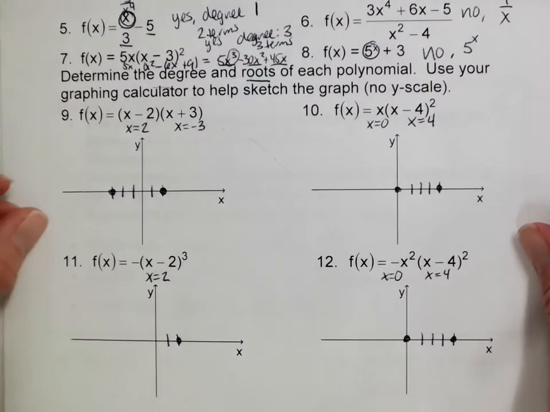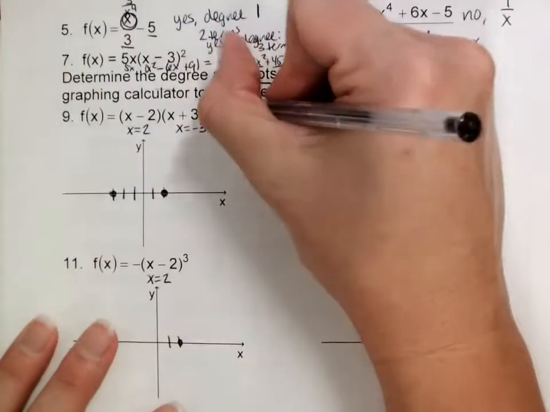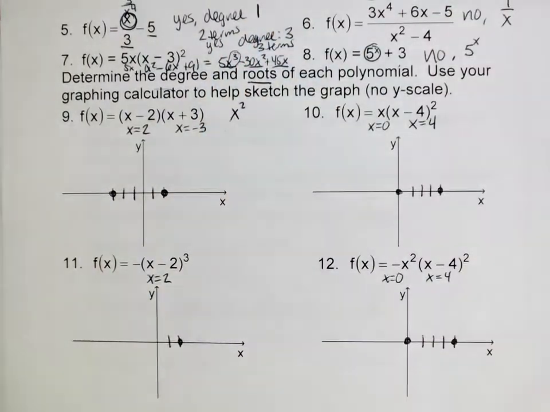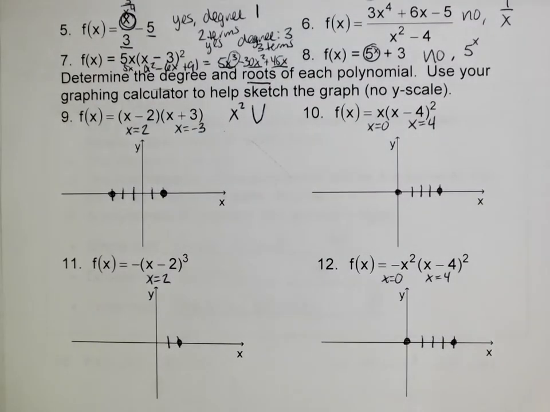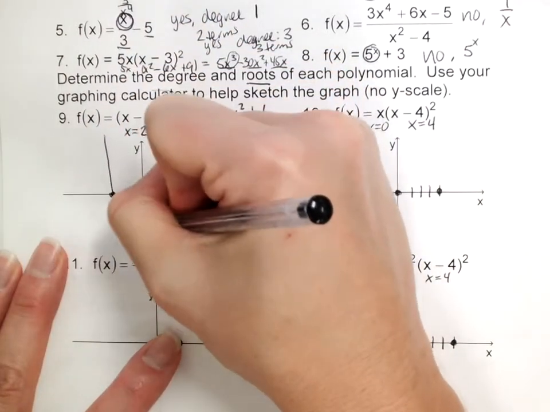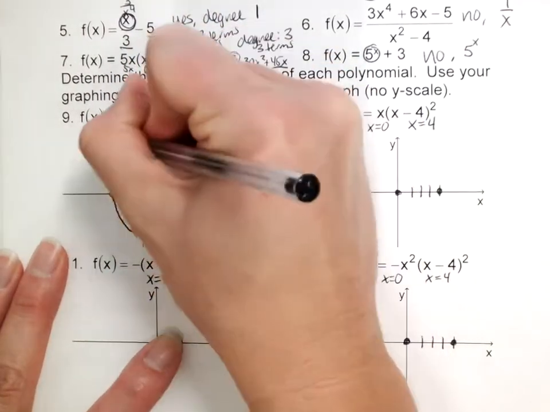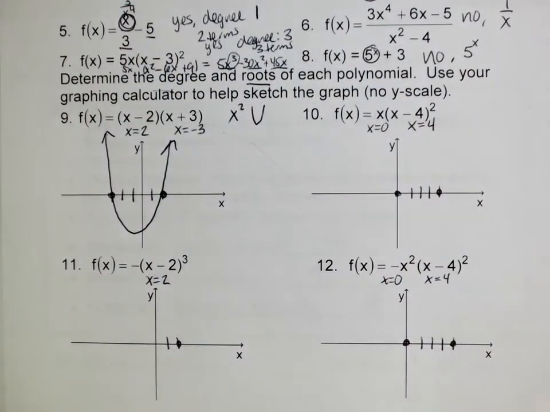So just knowing this, I can tell you a lot about how to graph these equations. Flipping back to the front of this, question number 9, we know that this is an x squared graph. We know it's positive, so we know it needs to be shaped like this. Both of my roots are just single roots, so it's going to cross the x-axis at those 2 points. Crosses, crosses, and I've just sketched that graph.